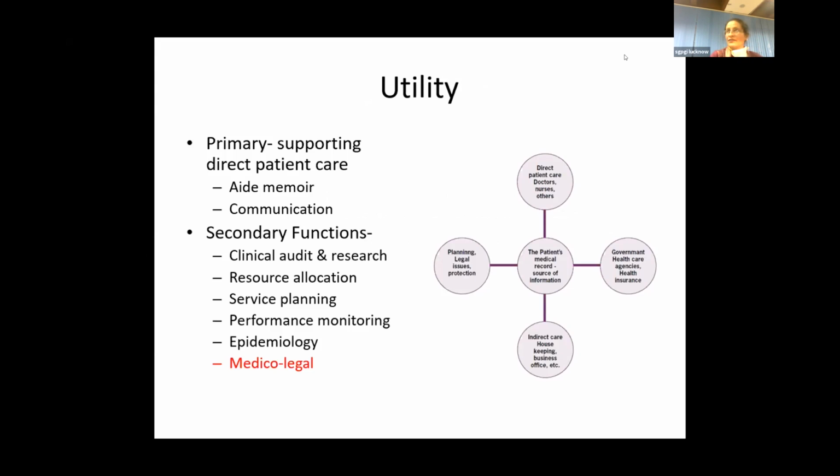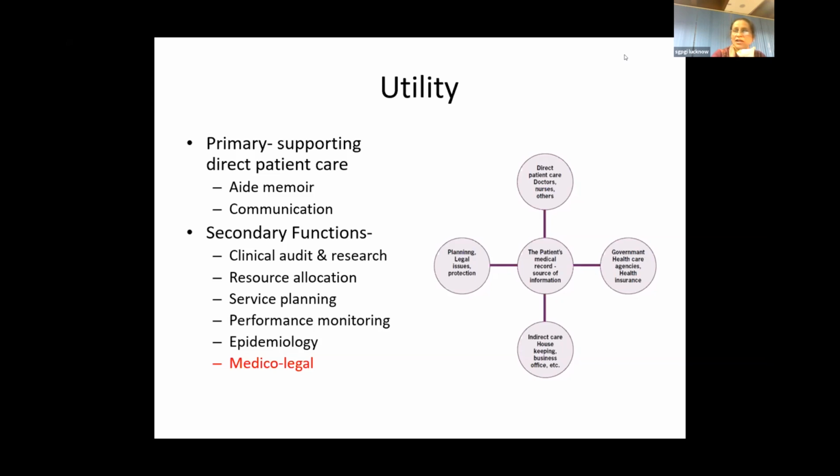Just now we heard from Professor Kapoor that one of the important parts of the record is consent, and that has so many implications. The same is true for any kind of medical record. I need not say that the primary intent is to support our direct patient care. It helps in memorizing the patient's problem, and it helps us communicate to other departments and consultations with proper records.